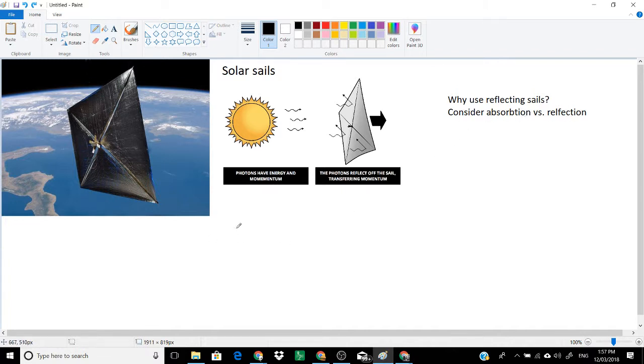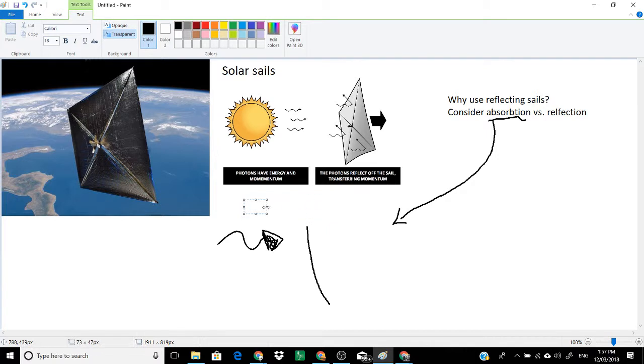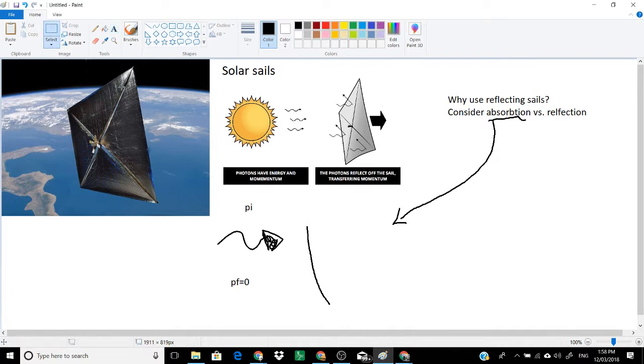So, let's have a look at why they want to be using reflecting sails over absorption. Let's take absorption. If I had something black, say, and I have a photon come in, and then I have no photon come out. So that's my photon coming in. I have my P_i, and I'll have P_f equals 0. That's my initial momentum of my photon, and then P_f equals 0, because it's absorbed.